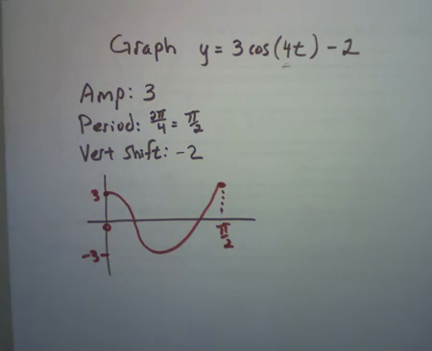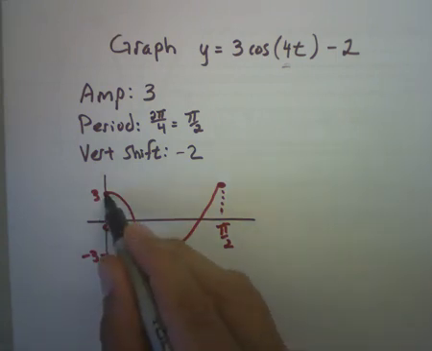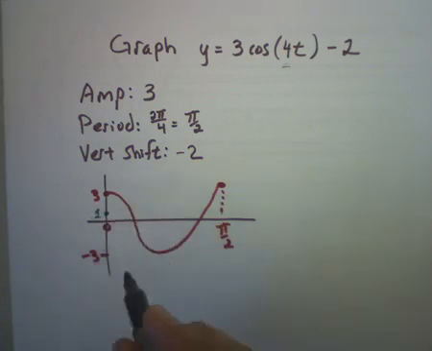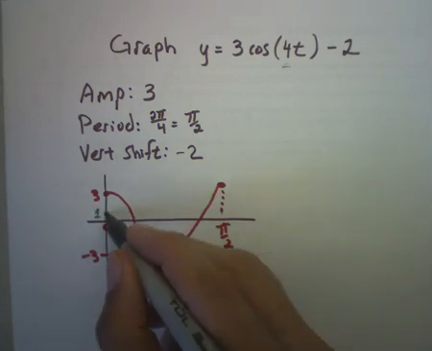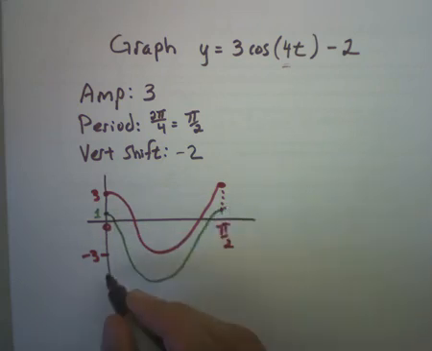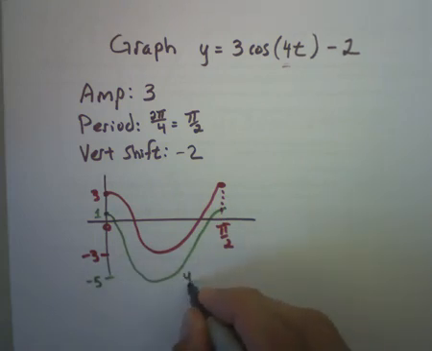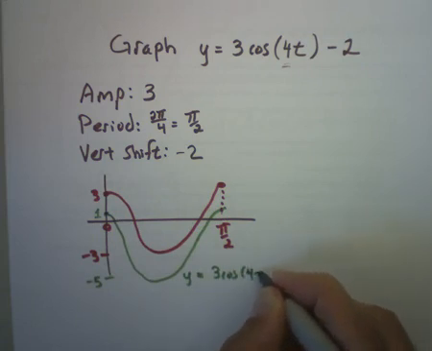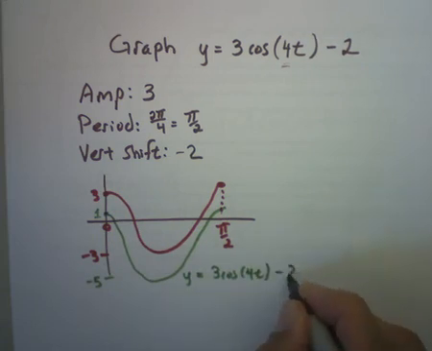Since it is shifted by -2, I'm just going to take that whole thing and move it down 2 units. So this height of 3 becomes a height of 1. And then the whole thing just kind of follows along like that. This depth of -3 will become a depth of -5. And there is my graph of y equals 3 cosine of 4t minus 2.